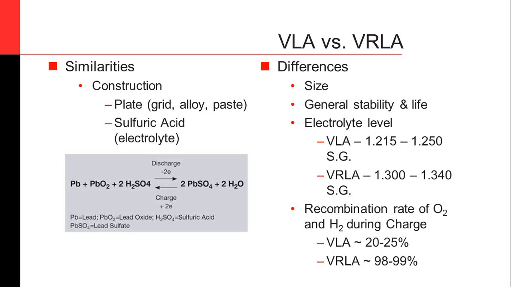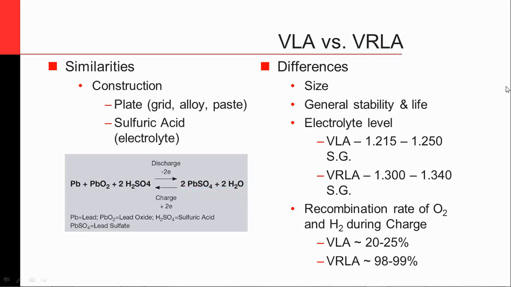You're going to have a similar construction between the two, with the plates being a grid based on some sort of lead alloy, and a paste material. As well, they're both going to be using sulfuric acid, with our formula of how they operate down below, where the lead is my negative plate, the lead oxide is my positive plate, and then I'm going to have some sulfuric acid, and obviously this is in the charged state. And then in the discharge state, both of my plates are going to become sulfated, they're going to become lead sulfate, and then I'm going to get some water.